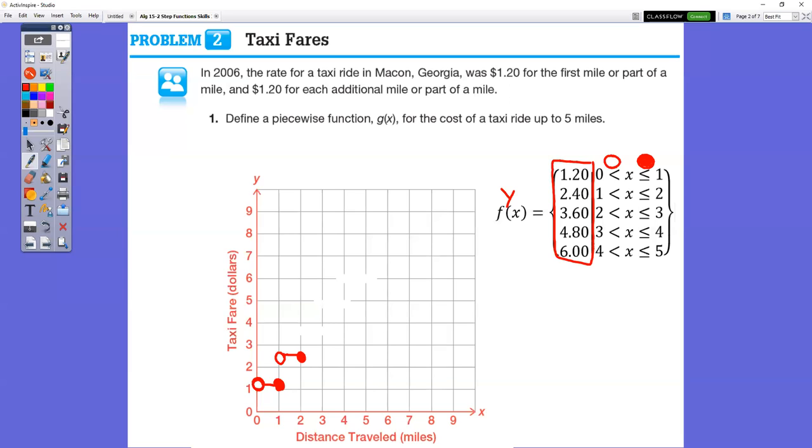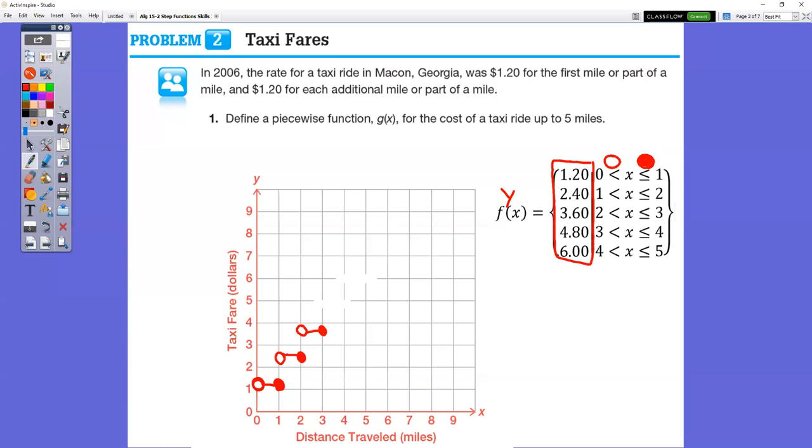For 2 to 3 miles, it's 360. 360 would be approximately right here. And that goes in between 2 and 3, not including 2, but including 3. So anywhere from 2.01 all the way up to 3.